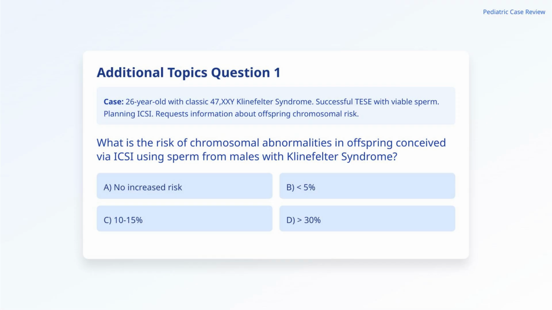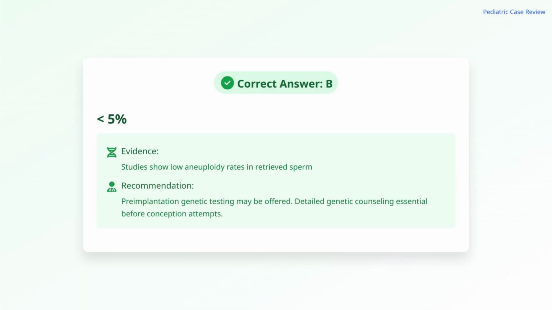Case scenario: a 26-year-old male diagnosed with classic 47XXY Klinefelter syndrome successfully undergoes testicular sperm extraction with viable sperm retrieved. He is planning intracytoplasmic sperm injection with his partner. He requests detailed information about chromosomal risks for potential offspring. Question: what is the risk of chromosomal abnormalities in offspring conceived through intracytoplasmic sperm injection using sperm from males with Klinefelter syndrome? Option A, no increased risk. Option B, less than 5%. Option C, 10 to 15%. Option D, over 30%. The correct answer is B, less than 5%.